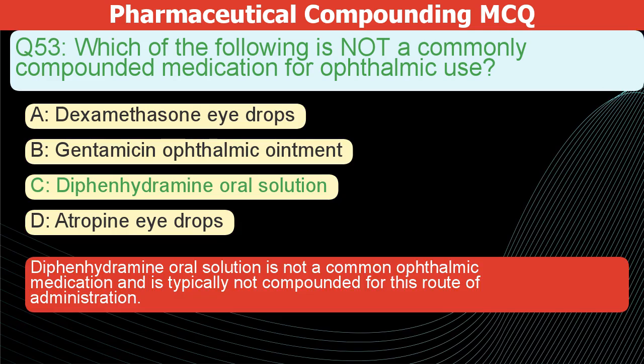The correct answer is C. Diphenhydramine oral solution is not a common ophthalmic medication, and it's typically not compounded for this route of administration.